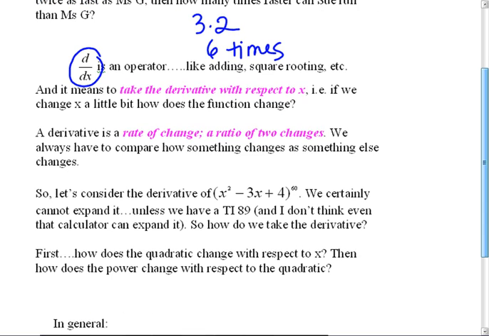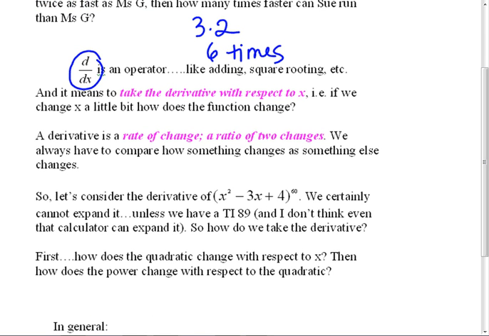So I want to take the derivative with respect to x. I could talk about how a function changes as the time changes, for instance. A derivative is a ratio of change, a ratio of 2 changes, actually.